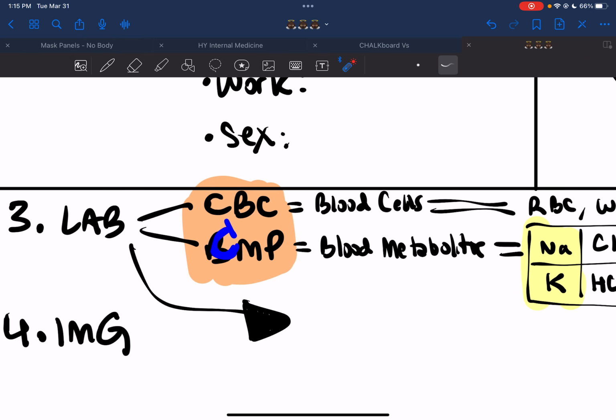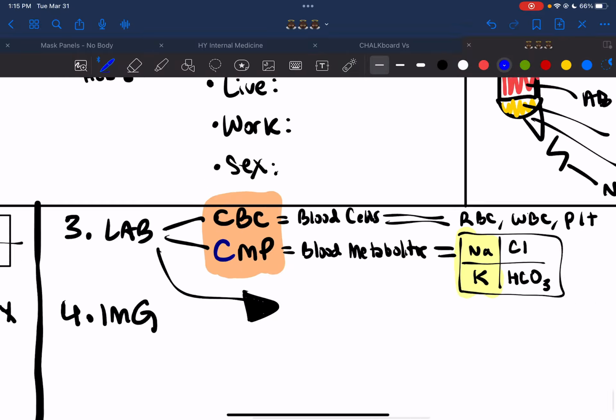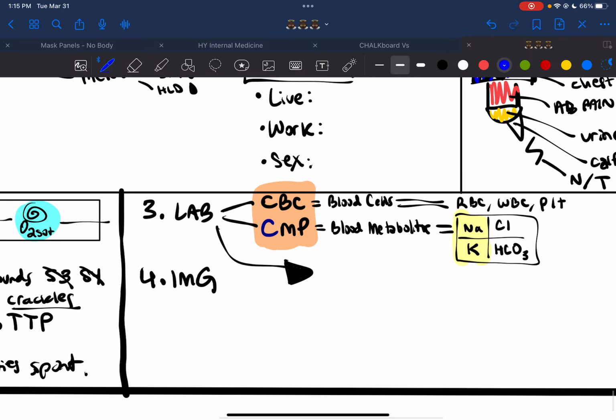So actually, you should never say BMP. You should just get the CMP because it's more information for the same price. So honestly, just do CBC, CMP. C and C. The two C's, those are the basic labs.